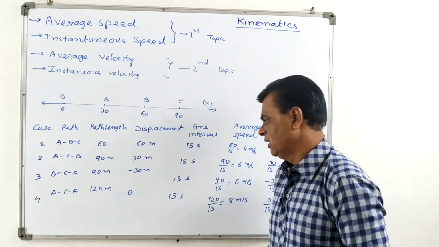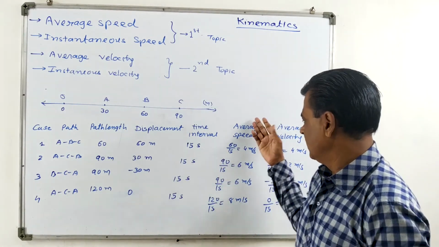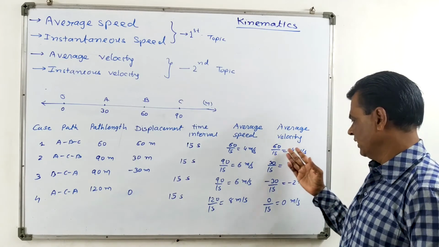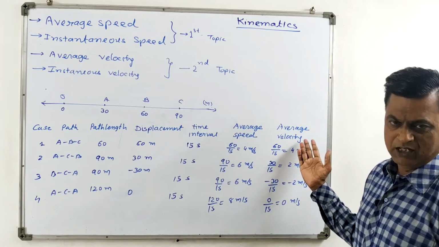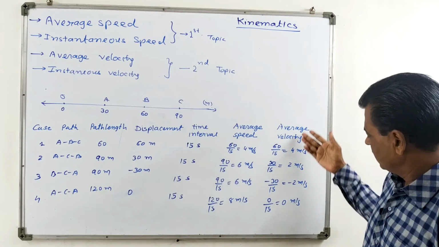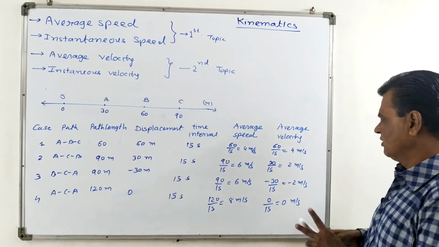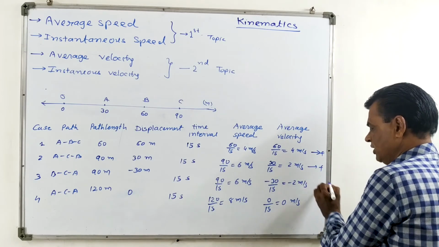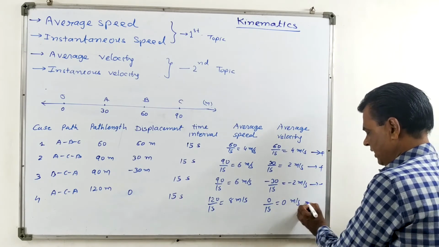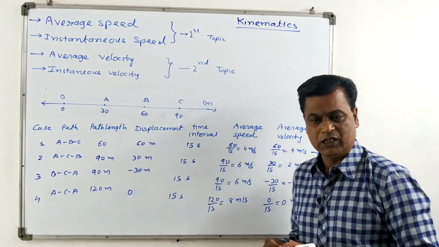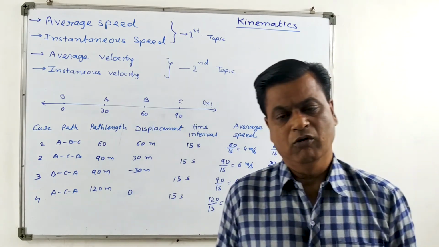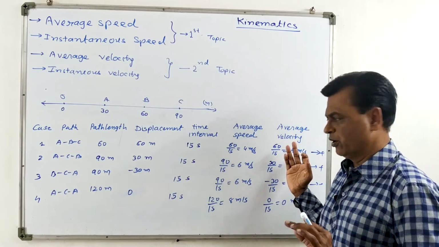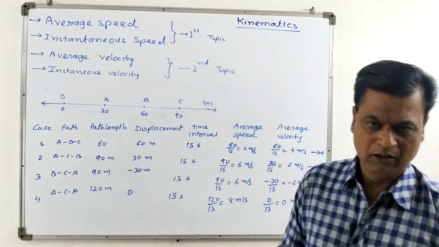So from this table, you can see that average speed is always positive and it is greater than or equal to the magnitude of average velocity. In this column, you can see that average velocity is positive here, positive here, negative here, and 0 here. So average velocity may be positive, negative, or 0. Average velocity is always less than or equal to the average speed.